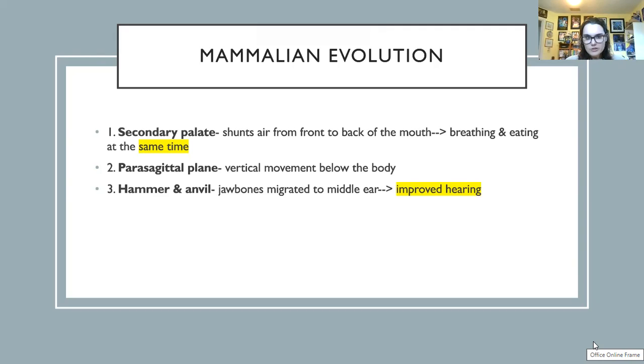And another evolutionary transformation would be the hammer and anvil. These were once jaw bones in reptilian ancestors, and these jaw bones eventually migrated to what is now the middle ear in mammals and is thought to have improved hearing in the early mammals.